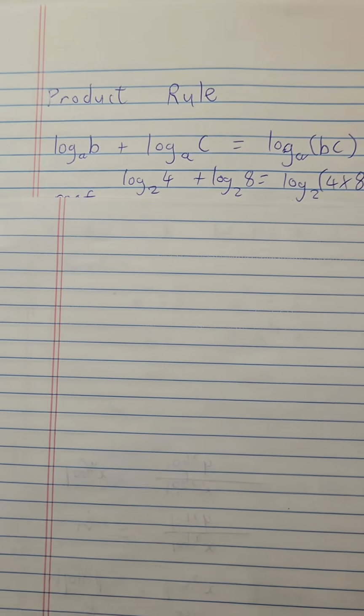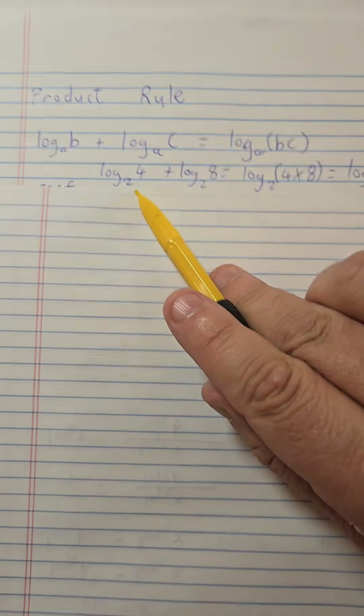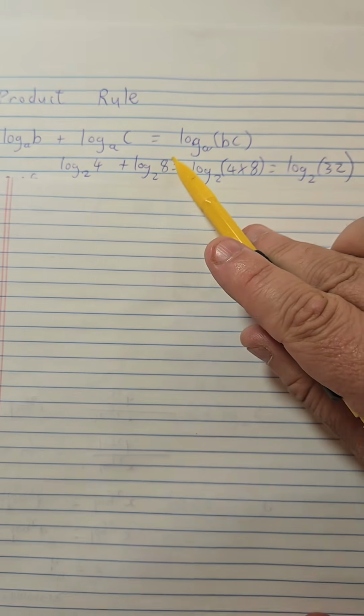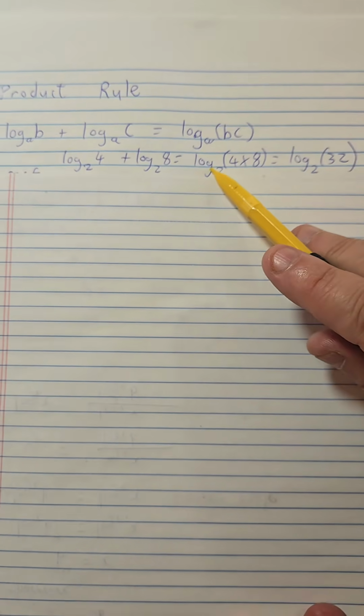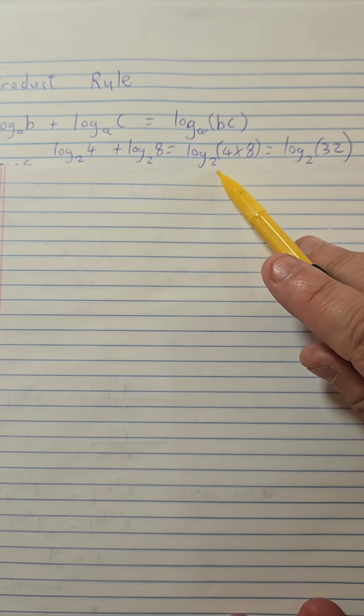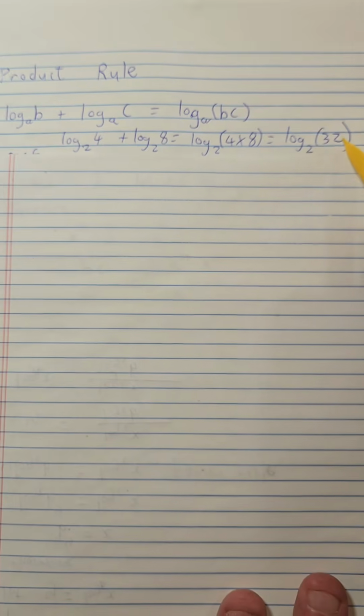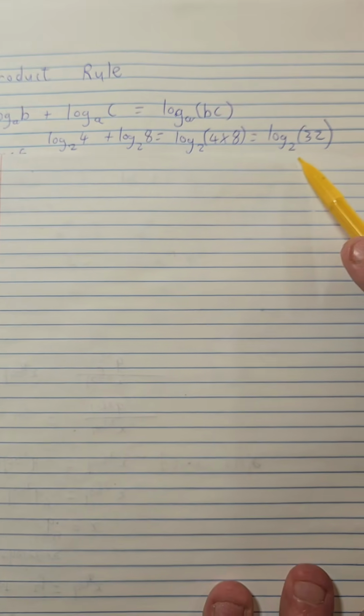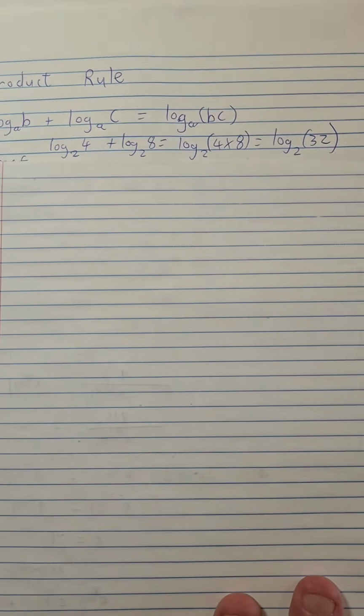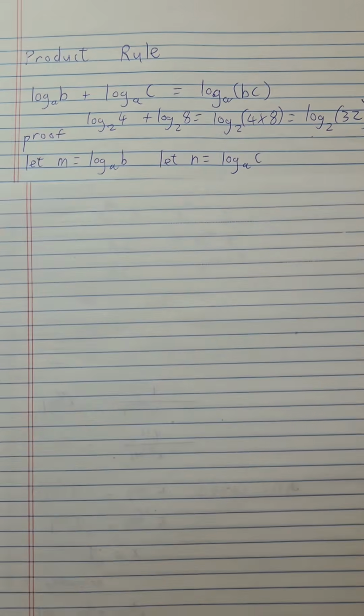For example, if we have the log of 4 base 2 plus the log of 8 base 2, it'll be the log of 4 times 8 base 2, which in this case is log of 32 base 2. Now I'm going to prove to you why it is true.